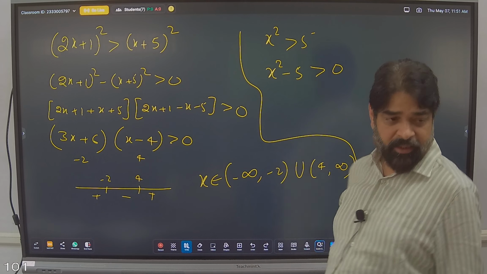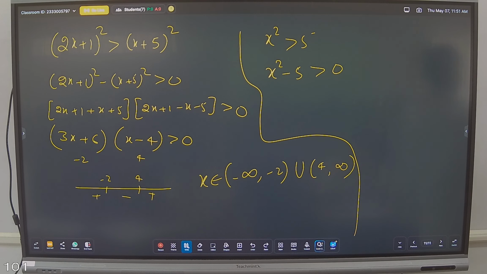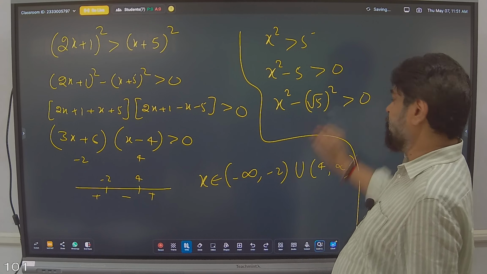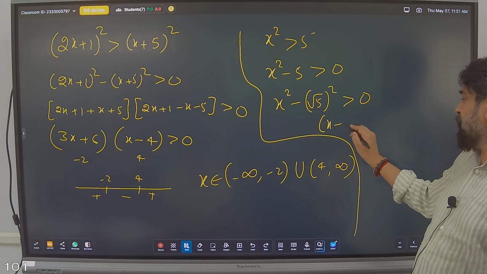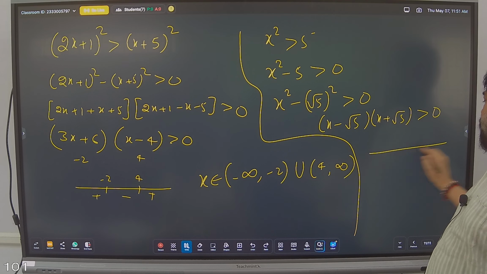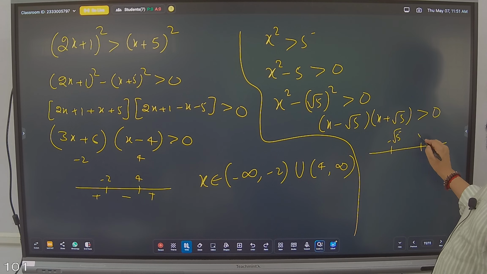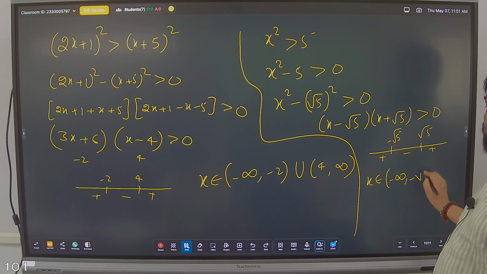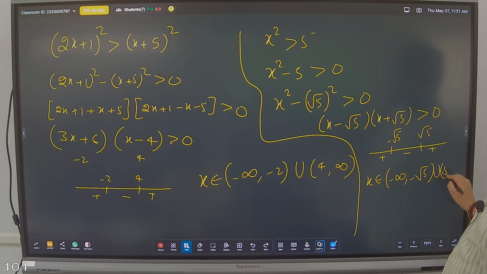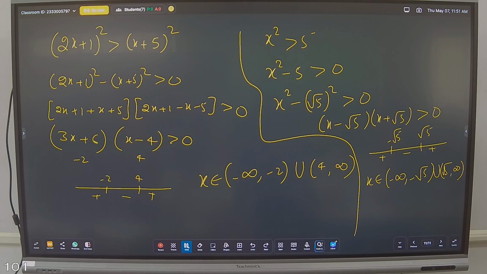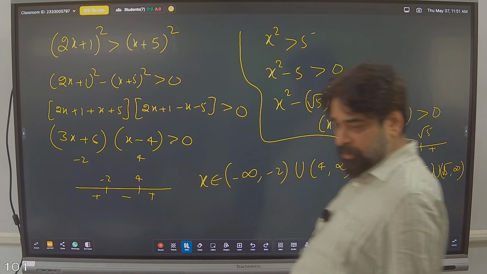How to factorize this? A square minus b square formula. So we'll say x square minus (root 5) the whole square greater than 0. Break into linear factors: (x minus root 5)(x plus root 5) greater than 0. Critical points: minus root 5, plus root 5; positive, negative, positive. x belongs to minus infinity to minus root 5, union root 5 to infinity. How many of you got it? Next. That's all.